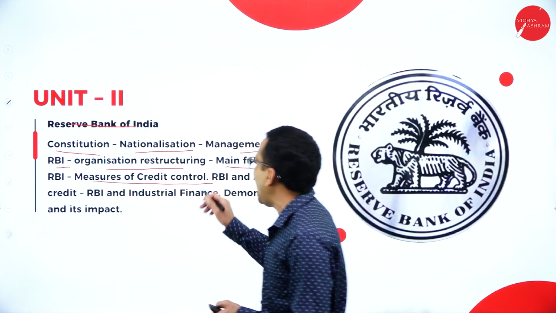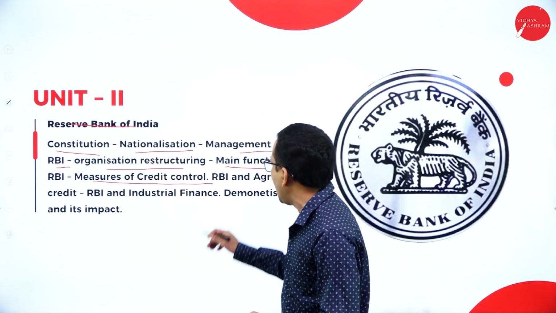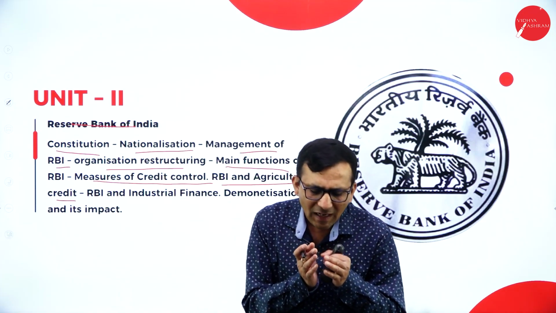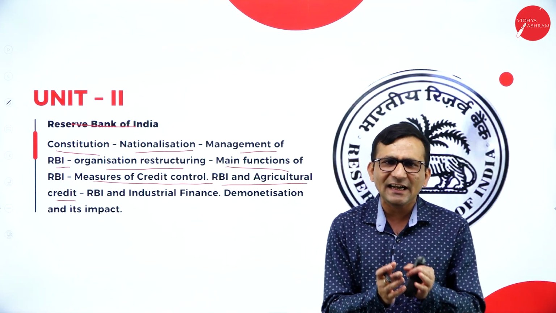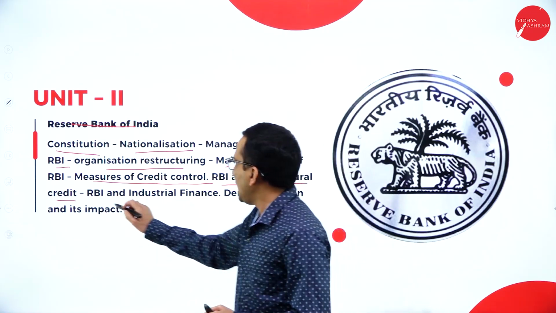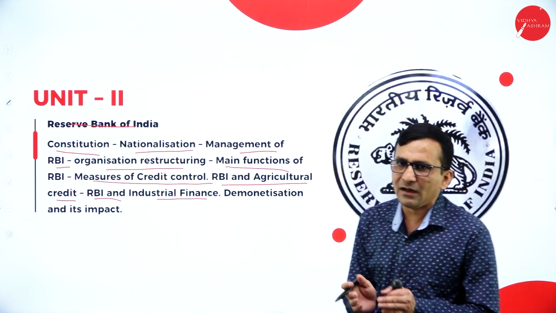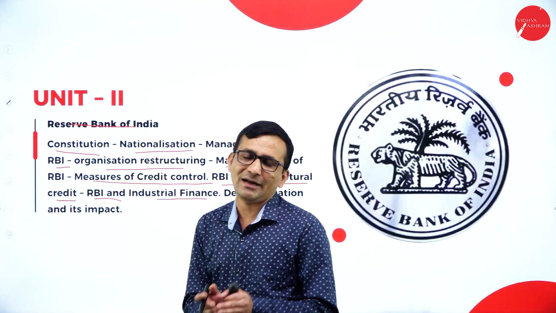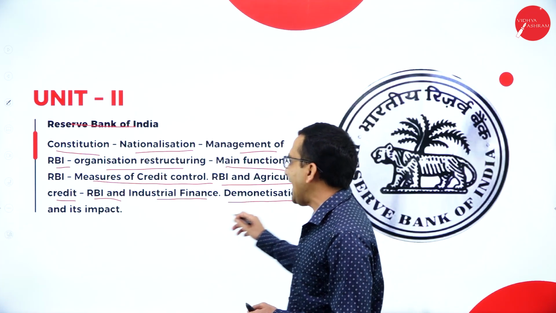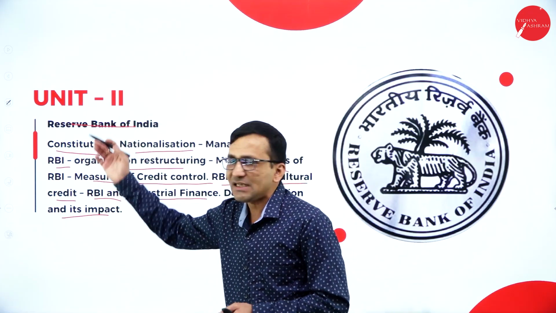And the measure of credit control, which is also very important for this particular topic, and the RBI and agriculture credit, because we have identified there are too many neglected areas nowadays. Agriculture credit is very important, and RBI and industrial finance, because any country develops based on the industry whatever is located, and the demonetization and its impact we will study in this particular second unit.